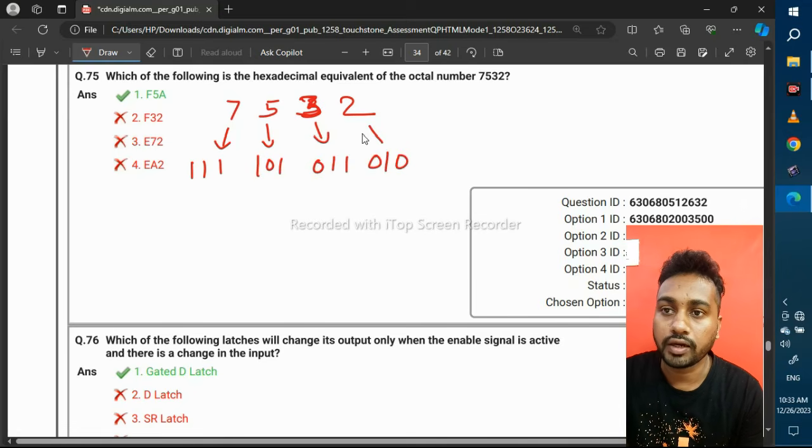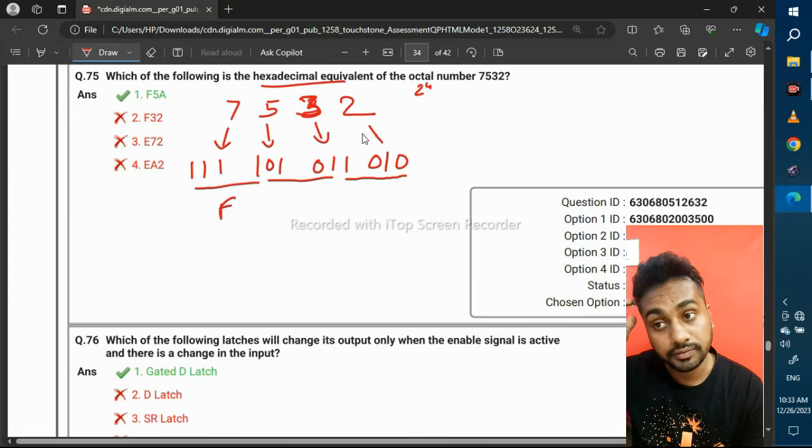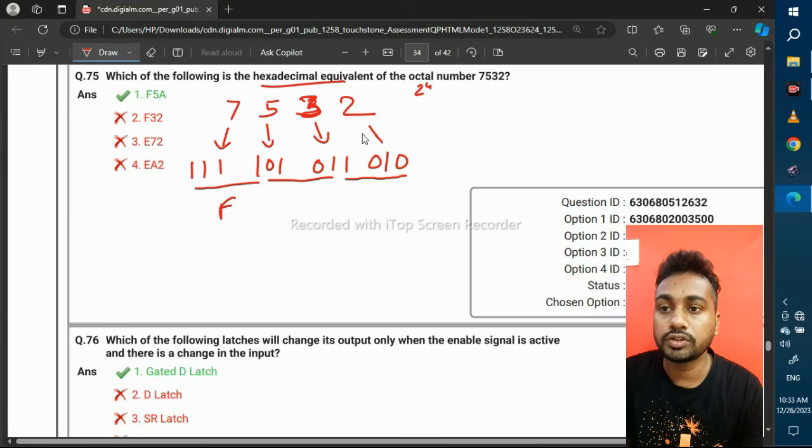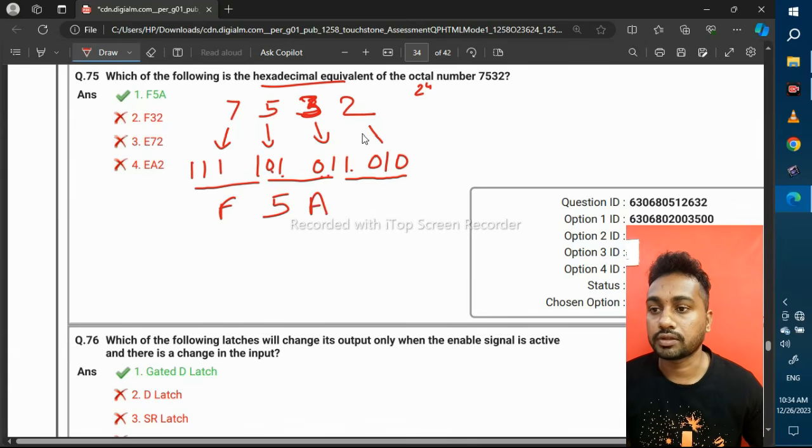Now we need to find the hexadecimal equivalent. So from the left side, hexadecimal means 2 to the power 4, so we need to make groups of 4. So this is 4, this is 4, and this is 4. So this is nothing but 1 1 1 1, 15, which means F, and 0 1 0 1 means 5, and 1 0 1 0 means 10, this is A. So F5A is the right answer.